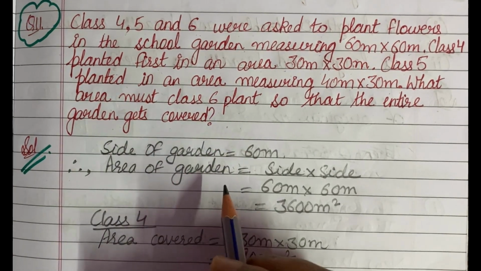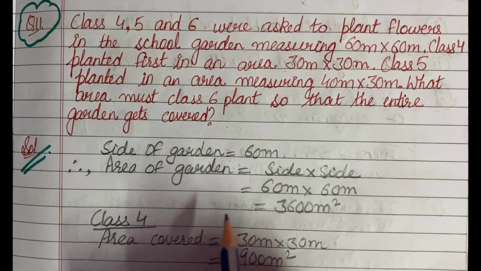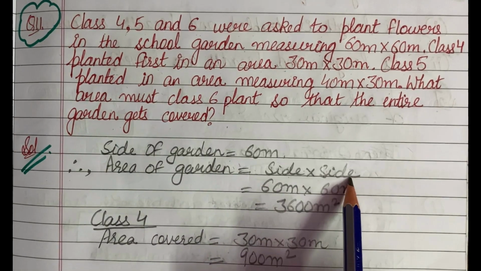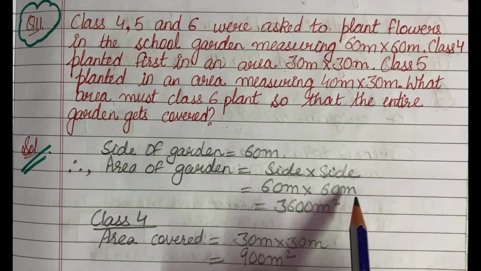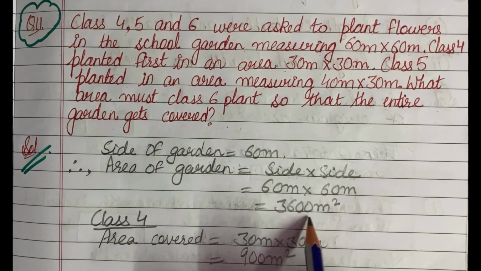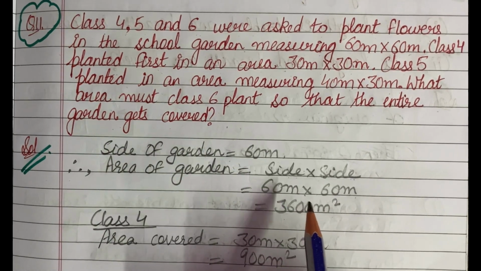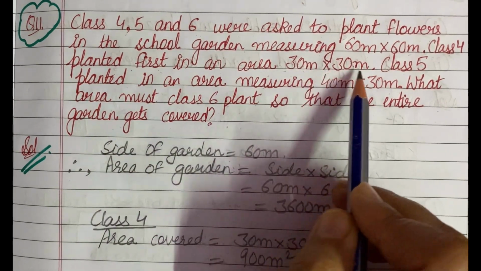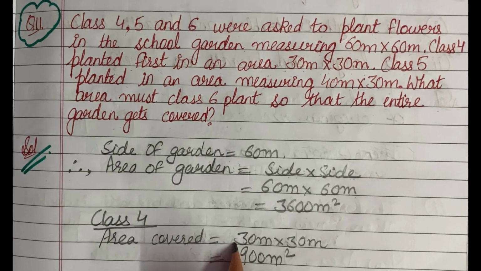So students, here the side of the garden is given to you, that is 60 meters. So first of all find the area of the whole garden, and that will be given by side multiplied by side, that is 60 meter multiplied by 60 meter, and on multiplying it we will get 3600 meter square as the area of the school garden. Now in the question it is written that class 4 planted first in an area 30 meter by 30 meter. So area covered by class 4 is equal to 30 meter multiplied by 30 meter, that is equal to 900 meter square.